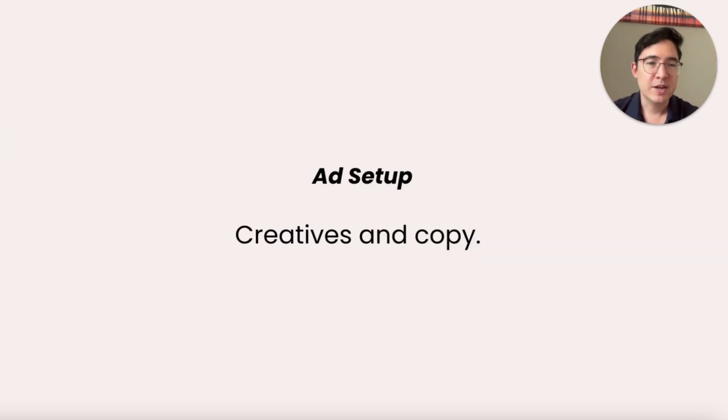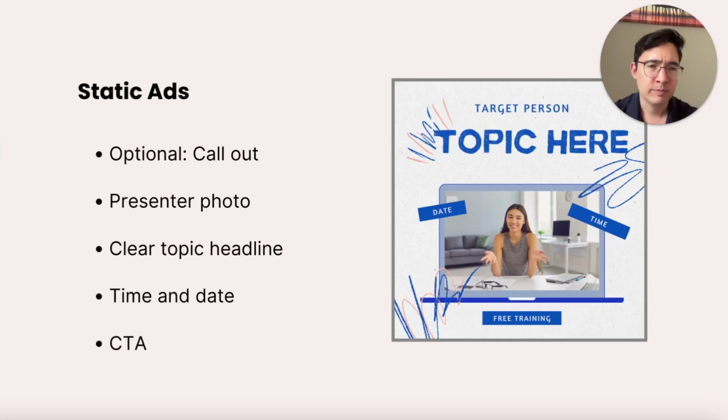Cool, so the next thing you want to look at is getting your ad set up. You're going to need to prepare the creatives and the ad copy. Broadly speaking, you have 2 types of ads that you can run here: static ads and video ads. So going through static image ads first.